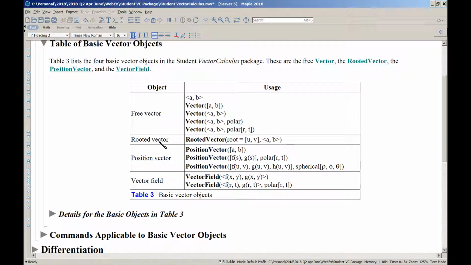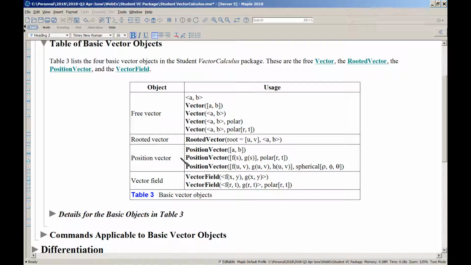Rooted vector. This is a vector that remembers where its tail belongs. That's called the root point. So if you translate a vector in Cartesian coordinates to another point in the plane, that point at which the vector is attached is the root point. And a vector that remembers where its root point is called a rooted vector.